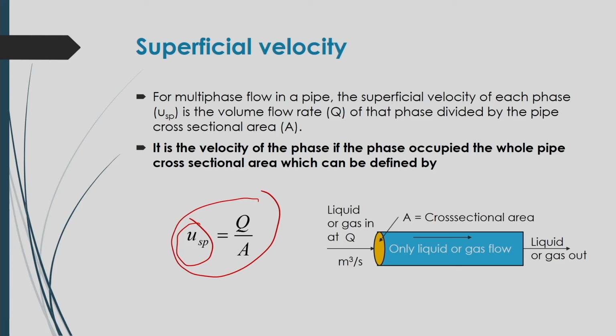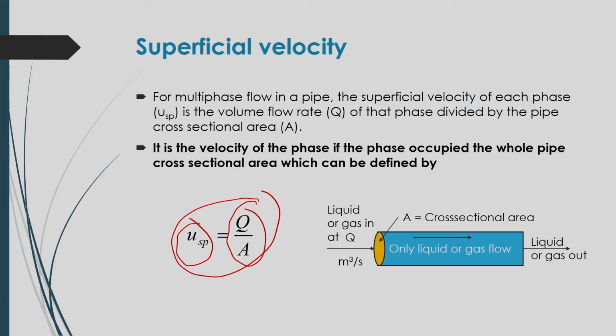So, superficial phase velocity, it may be gas, it may be liquid, it may be solid also. So, superficial gas velocity, superficial liquid velocity, will be calculated by this equation, where it is defined as Q by A. What is Q? Q is nothing but the volumetric flow rate and A is the cross sectional area. So, whenever you calculate the superficial velocity, of course, you have to divide the volumetric flow rate by its empty cross sectional area, but here only one phase is flowing through that.